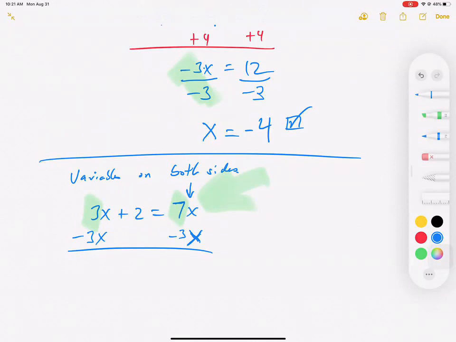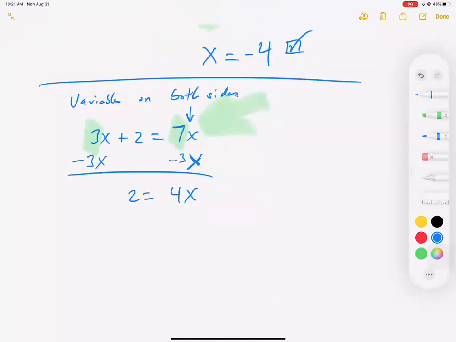So if this is me without parents, without anyone bothering me, I can ask my friends to come over to my side using opposite operations. 3x minus 3x, that cancels out, right? Again, the idea is, hey, there's less stuff going on over here. Why don't we move the x's to that side? 2 is equal to 4x. I still have to solve for x. Let's get rid of the 4. Opposite of multiply by 4 is divide by 4. X is equal to 1 over 2.